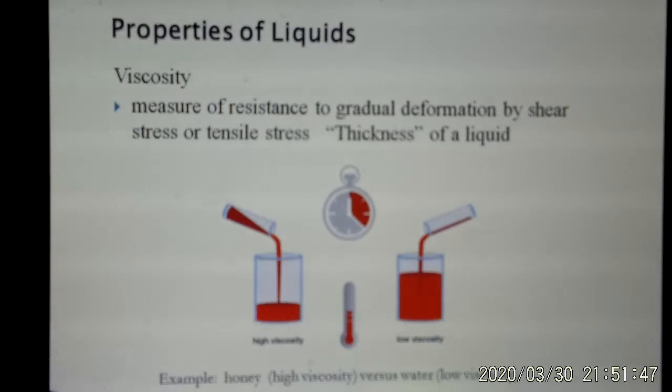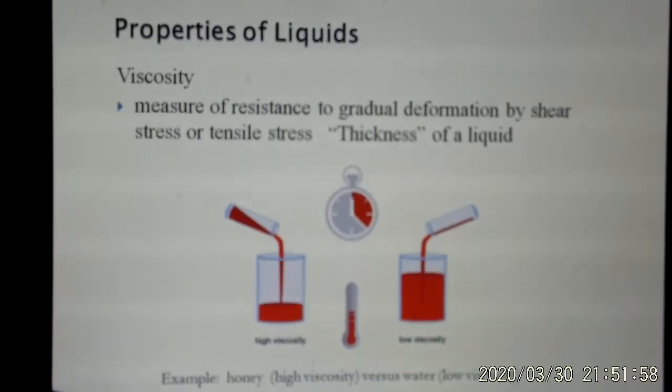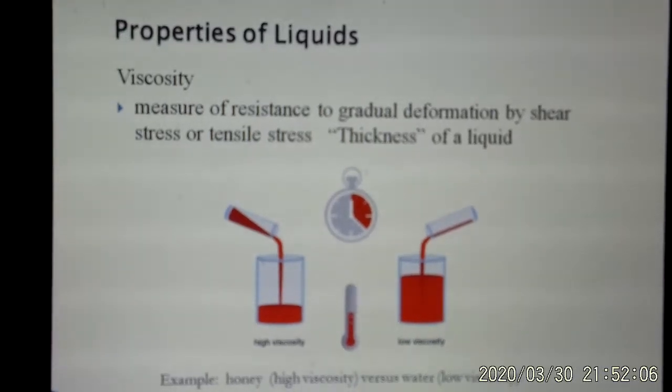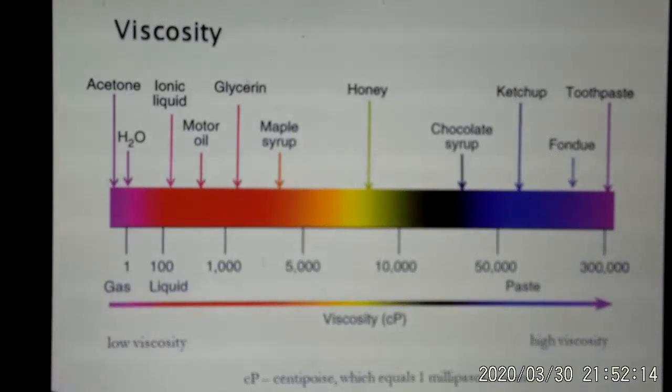Okay? So if it pours very quickly in a certain amount of time, it's considered a liquid of low viscosity. An example would be water. If it takes a long time for that same liquid to pour, then it's considered a highly viscous liquid. An example that people like to invoke is honey. So honey versus water. Okay, so what are the units?